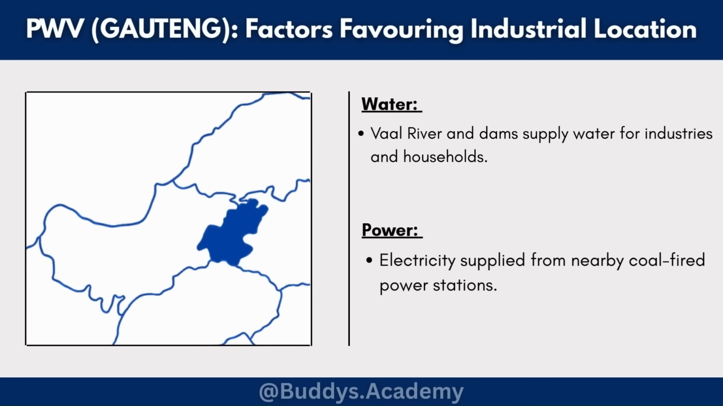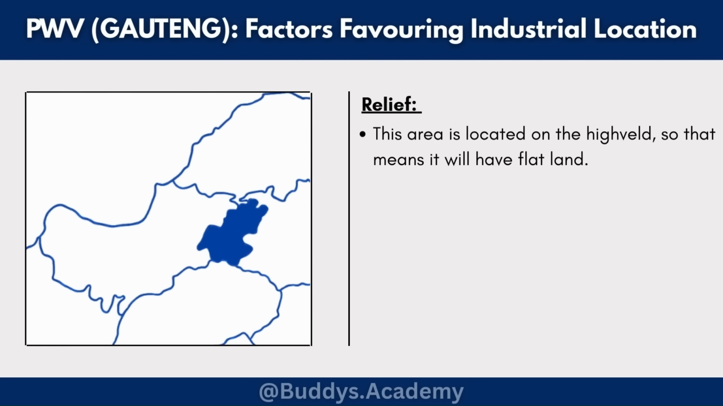Now when we're looking at water, your Vaal River and your dams are going to supply water for industries and households. And this region is going to receive enough rainfall as well. In terms of power, electricity is going to be supplied from nearby coal-fired power stations. So that means that electricity is going to be relatively cheap because your power is going to be transmitted over short distances. In terms of relief, remember when we're talking about relief, we're talking about the slope, right? So this area is going to be located on the Highveld. Now that means that it's going to have your flat land. Now your flat land is going to make building and the expansion of industries much easier.